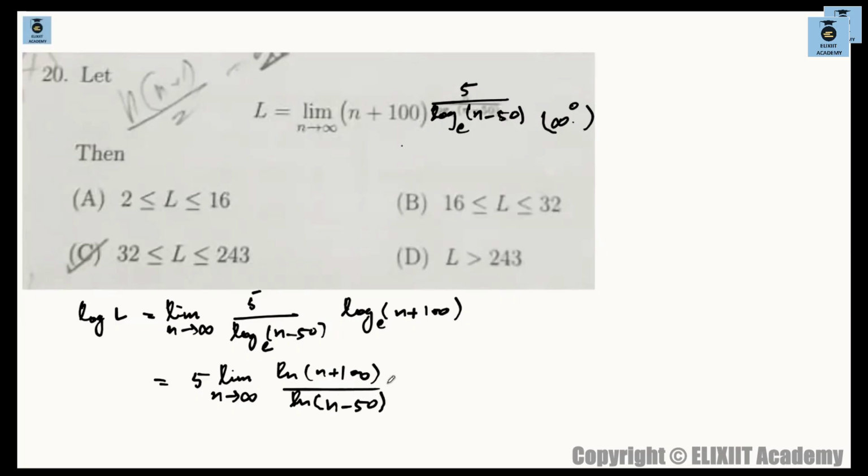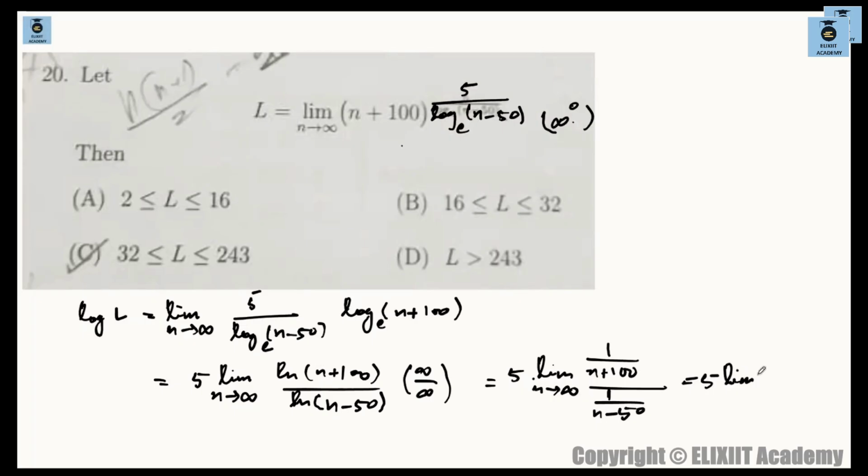So next, we are having this to be a standard form, which is infinite divided by infinite. So this is 5 times limit n tends to infinity. Next, we can use L'Hopital's rule. So this becomes limit n tends to infinity of 1 upon n plus 100 divided by 1 upon n minus 50. You reciprocal this thing. The form is still not gone. Again, we are having this to be n minus 50. This finally becomes n minus 50 divided by n plus 100.